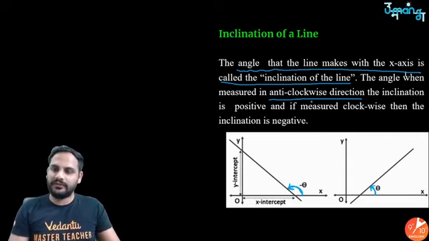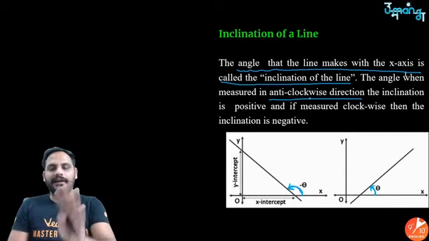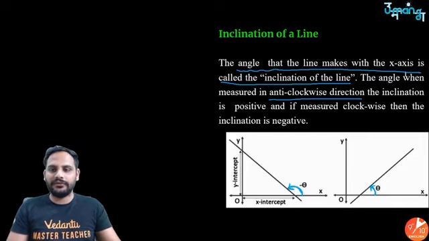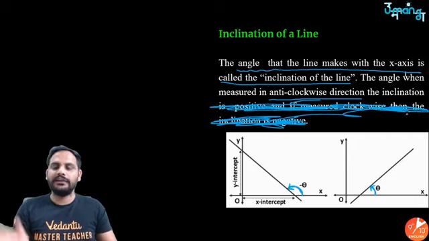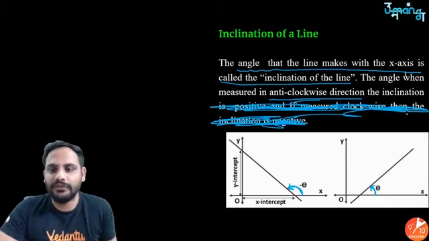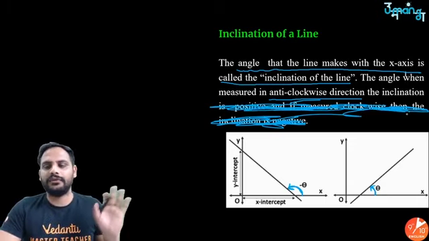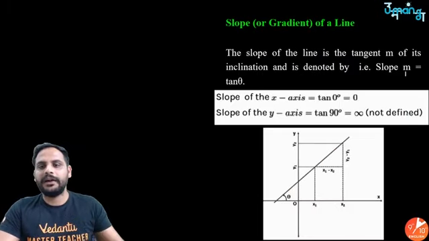But don't get confused. Simple, keep this thing: you should measure in anti-clockwise direction. The clockwise one will be confusing for you. Only remember this thing: the measurement we are going to do is in anti-clockwise direction. Don't get confused much. Next part, slope or the gradient.